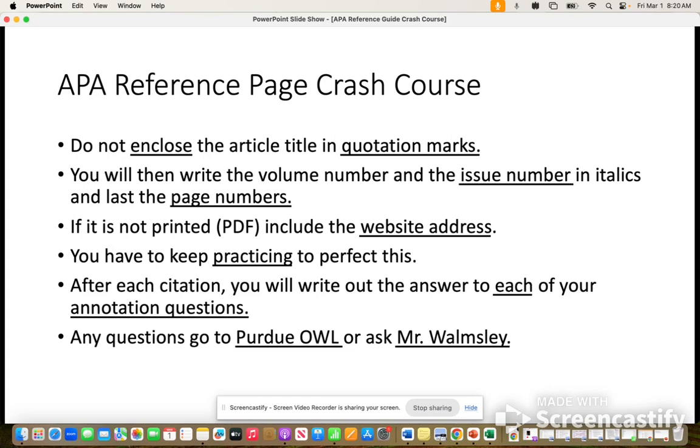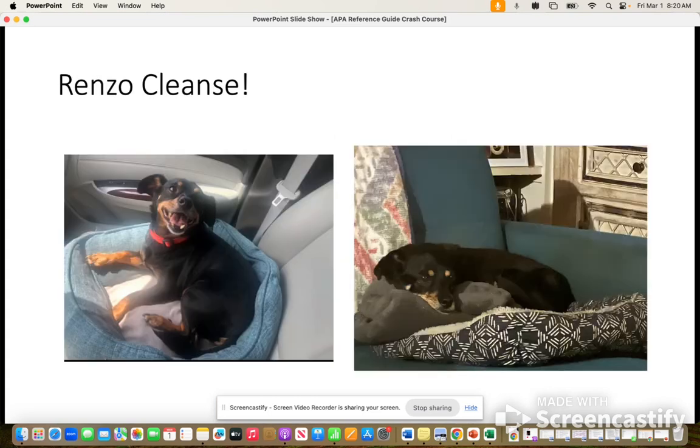We feeling good? Great. Here's your last Renzo cleanse. Oh, my gosh. Look how cute he is. Look at him. Look how excited he looks. And there he is laying on a chair.